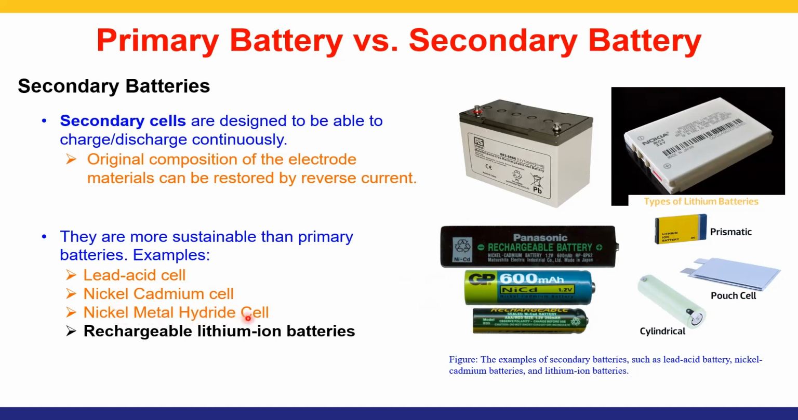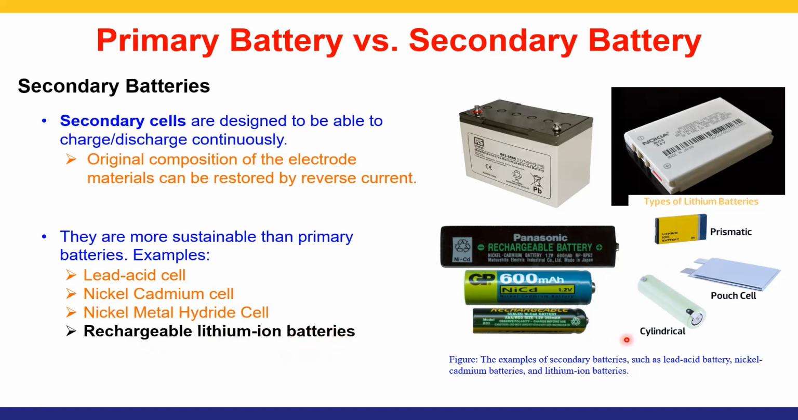The nickel metal hydride cell has been developed from the nickel cadmium cells, and the nickel metal hydride battery can have 2 or 3 times the capacity of a nickel cadmium battery of the same size. However, both nickel cadmium and nickel metal hydride cells have a lower energy density as compared to the lithium-ion battery.